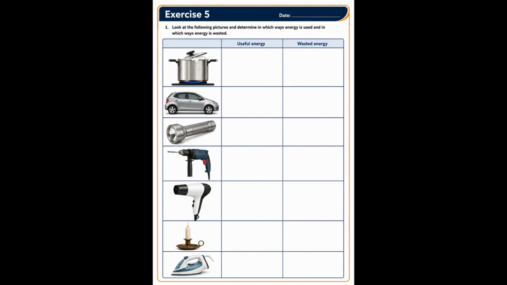Question 3. An electric drill is 85% efficient. This means that 85% of its total input energy is useful, and the remaining 15% is wasted. The drill uses 2,000 joules of energy. First, find the wasted percentage. 100% minus 85% equals 15%. Then calculate 15% of 2,000 joules. 15 times 2,000 equals 300. The answer for question 3.1 is that 300 joules of energy are wasted.